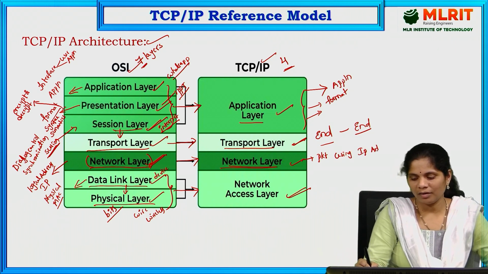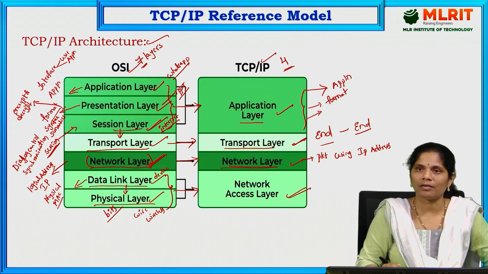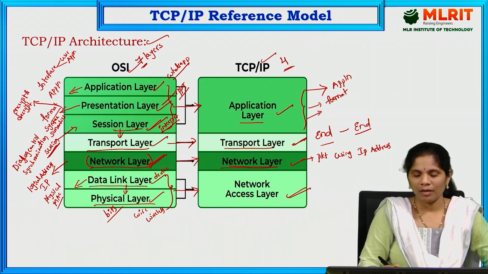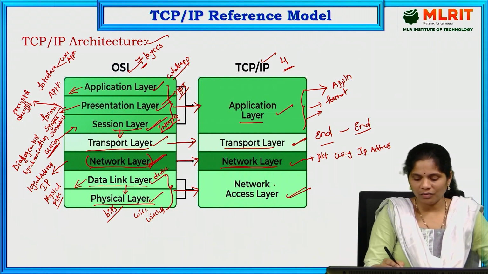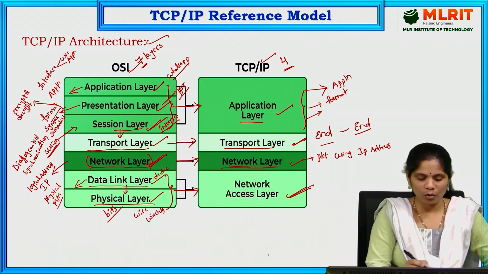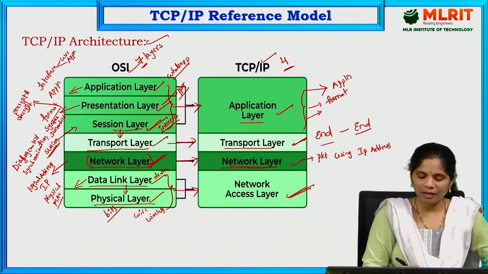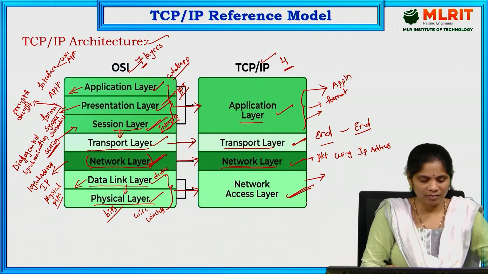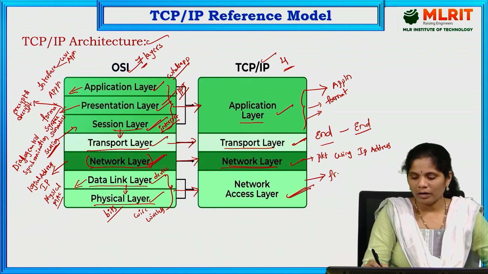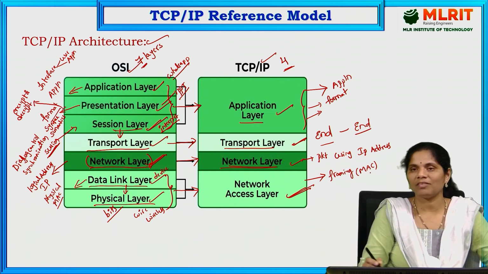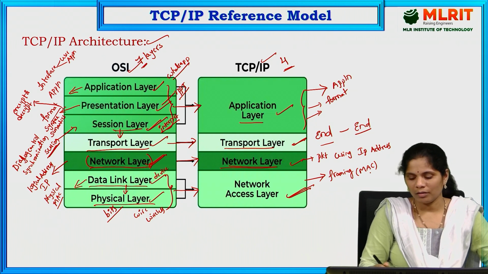The IP address, Internet Protocol address, is the logical address for transferring the packets. That is the network layer's work. And the next one is the network access layer. It is the combination of the data link layer and the physical layer. The data link layer's work is nothing but creating the frames, that is framing. And it also has the MAC address, meaning exactly which device I want the data to reach. That is the data link layer's work.